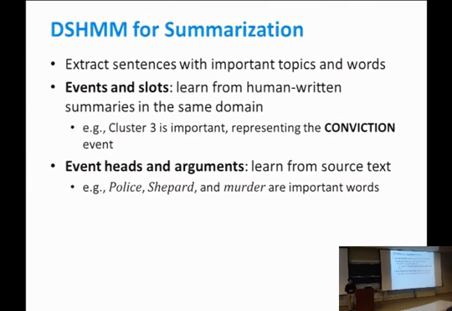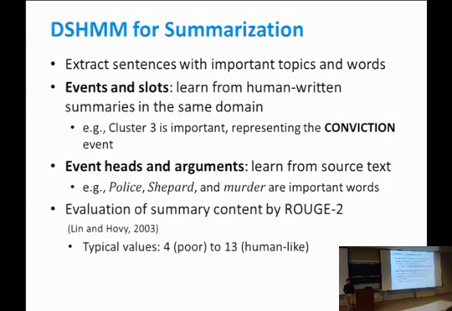Okay. Yeah. So then, to learn the important words, event heads, and arguments themselves, you learn this from the source text by looking at which are the important or salient words within the particular domain instance. So you might learn that police, shepherd, and murder are important words. Evaluation is done using standard summarization evaluation methods with the Rouge 2 method, which compares bigram overlap between the gold standard summaries and the system generated ones. On this data set, typical values range from around 4, which is quite poor, to 13, which is human.